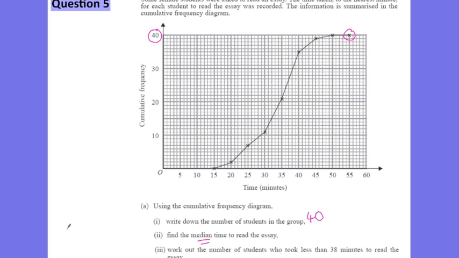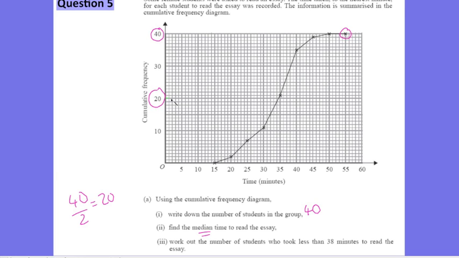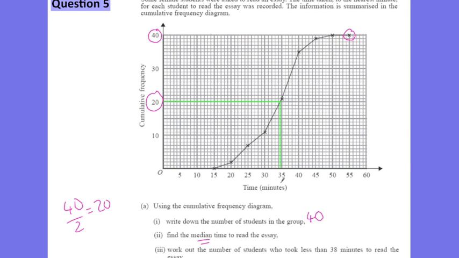We're asked to find the median. 40 divided by 2 is 20. We need to draw our line at 20. So take your ruler, and we're drawing a line across to the cumulative frequency diagram, and then down, really precisely down here. Okay, so if we look at this number really precisely, it comes out as 34.5. In the mark scheme, any number between 34 and 35 is accepted.